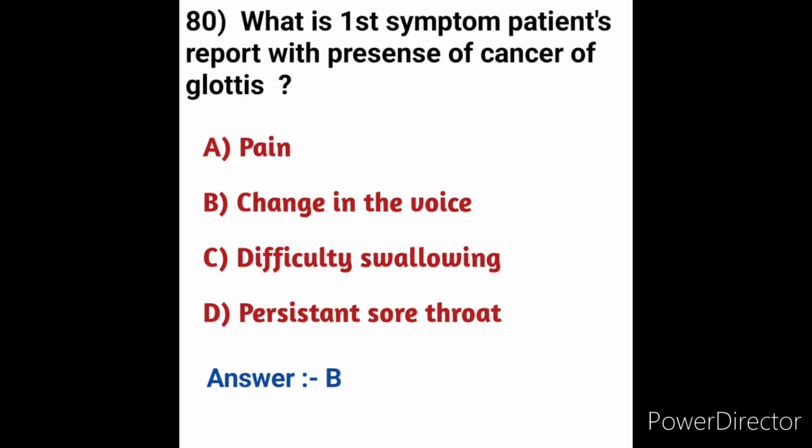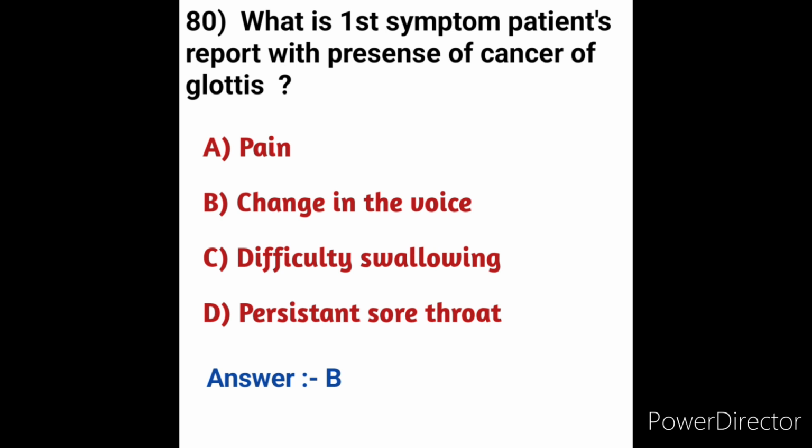What is the first symptom patients report with the presence of cancer of the glottis? What is the symptom reported by a patient who has cancer of the glottis? We will see the options. Option A, pain. Option B, change in voice. Option C, difficulty swallowing. Option D, persistent sore throat.